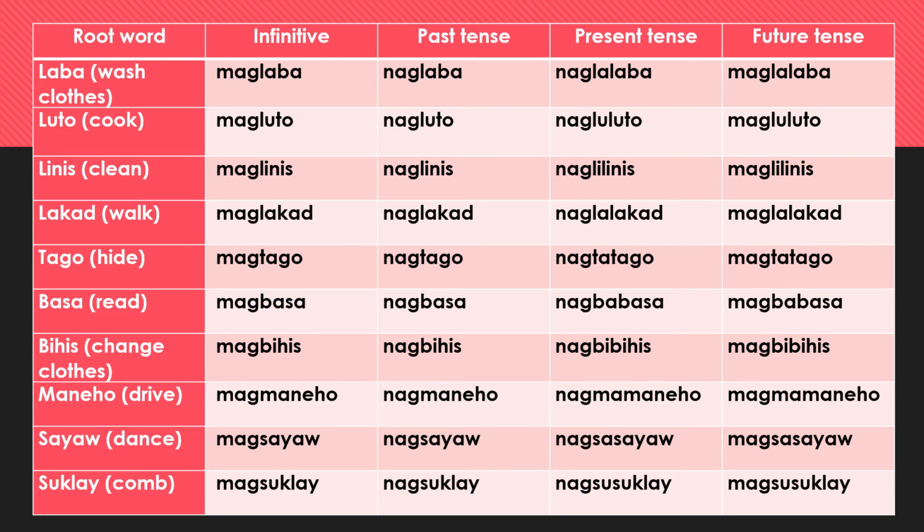Infinitive, maglakad. Past tense, naglakad. Present tense, naglalakad. Future tense, maglalakad. Next is tago, hide. Infinitive, magtago. Past tense, nagtago. Present tense, nagtatago. Future tense, magtatago.